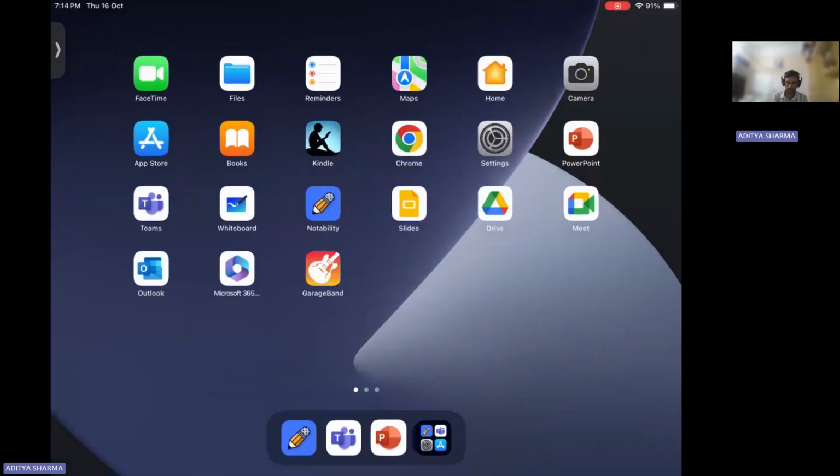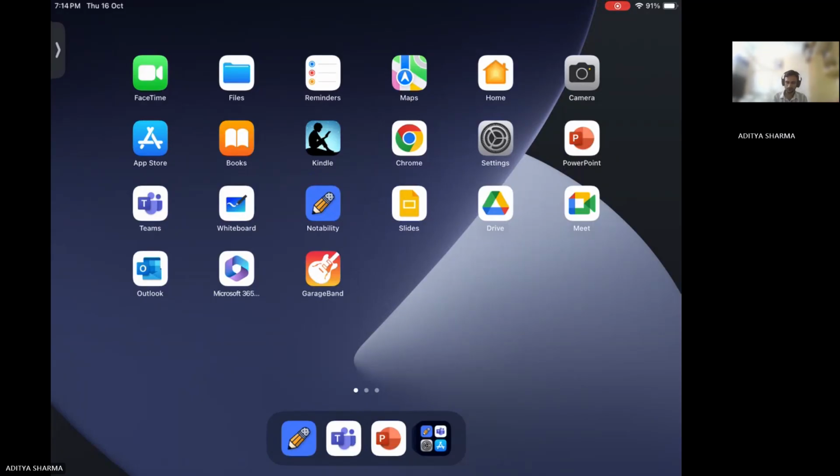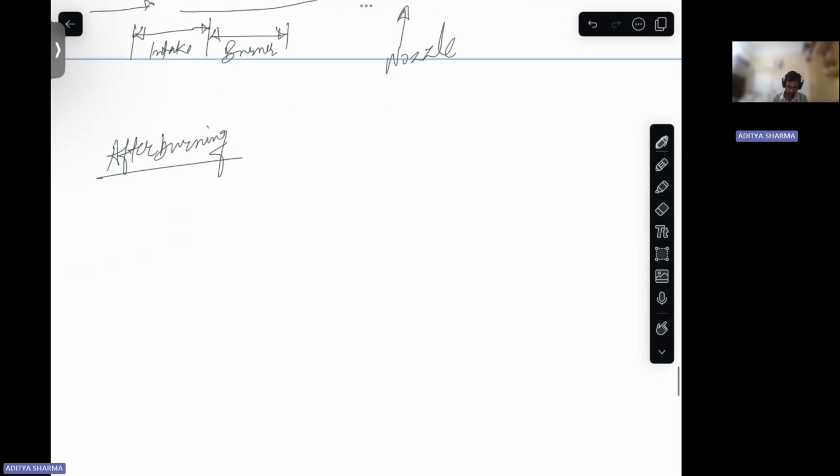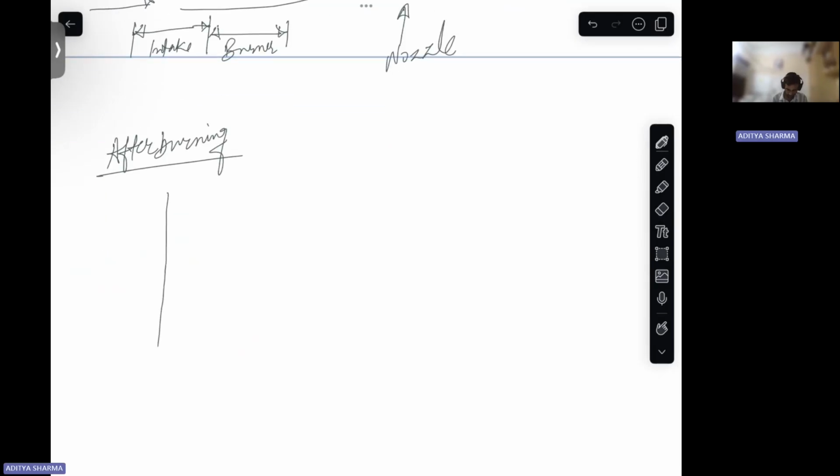So for your afterburner, how this Brayton cycle looks like after burning. It looks like this.